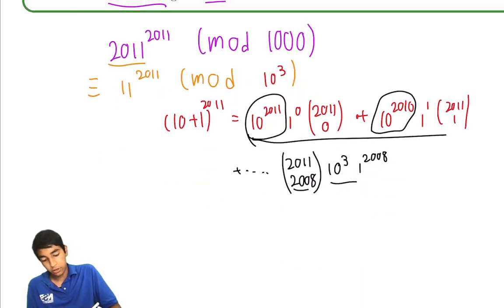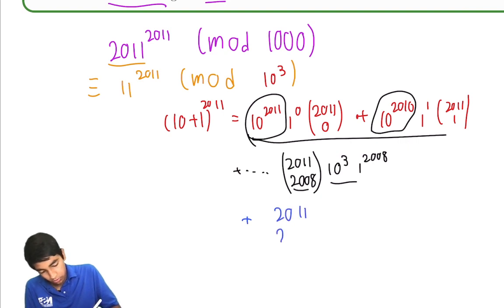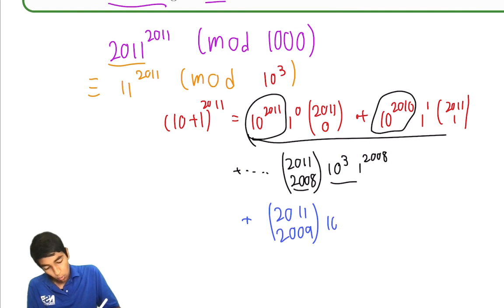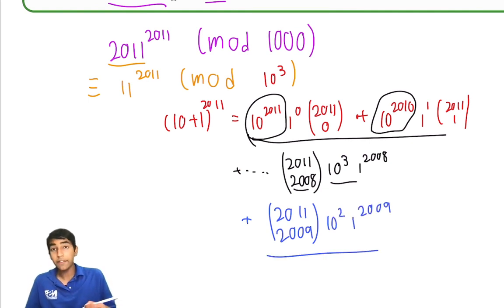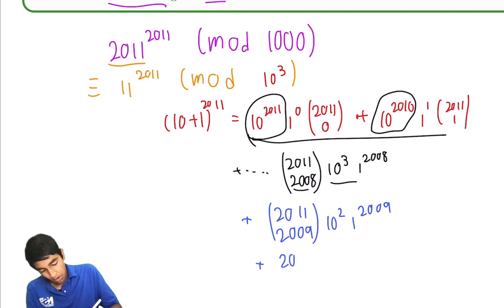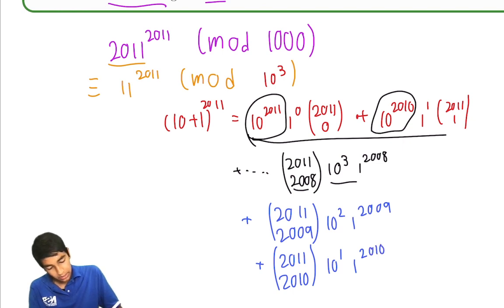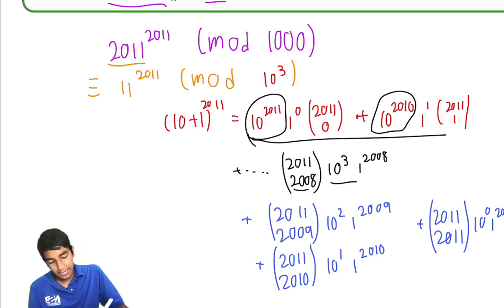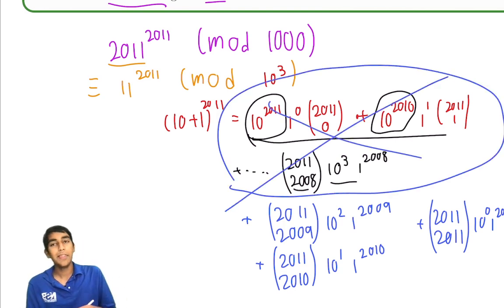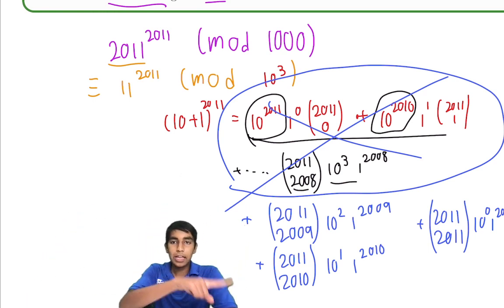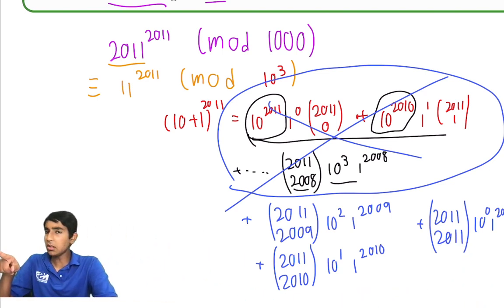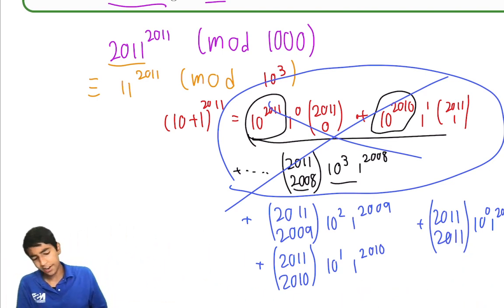Okay, so now these next few terms are the crucial part. We've got 2011 choose 2009 times 10 squared, 1 to the 2009. Aha! This isn't a multiple of 1,000, so we have to include it in our expression mod 1,000. Then we've got 2011 choose 2010, which is 10 to the 1, 1 to the 2010. And finally, you've got 2011 choose 2011 times 10 to the 0 times 1 to the 2011. Okay, so we don't care about any of this stuff. It's all a giant multiple of 1,000 that we're just going to ignore. This is the part we really care about, because it is not a multiple of 1,000, so we have to actually evaluate it. But that's not hard at all.